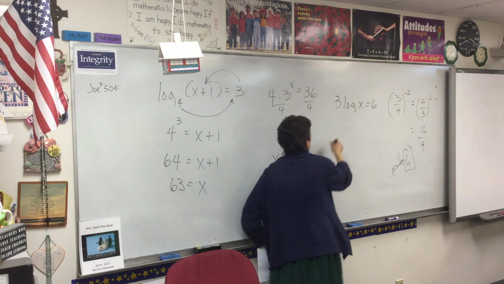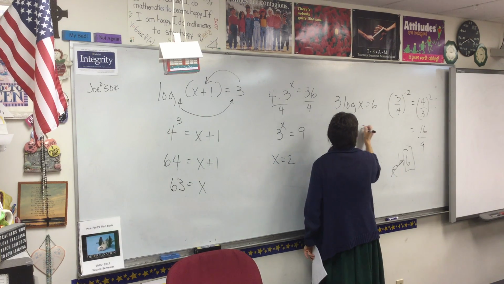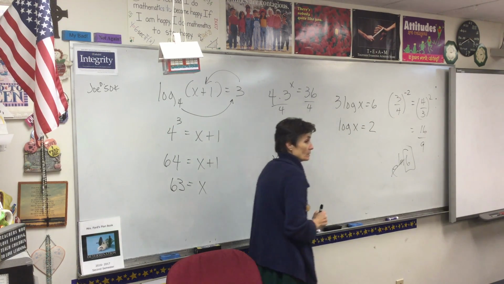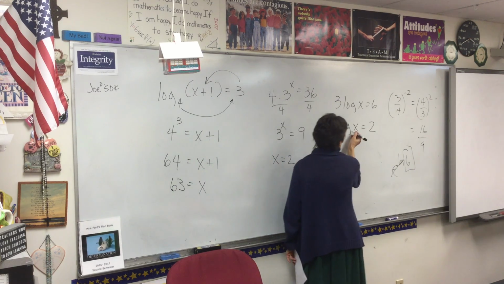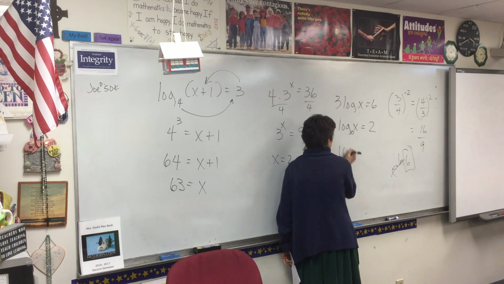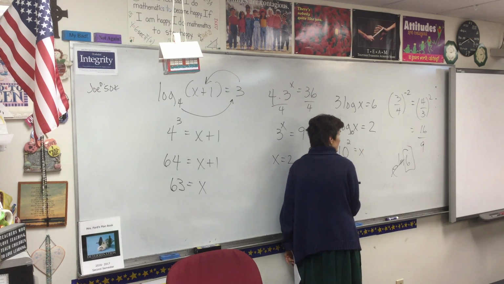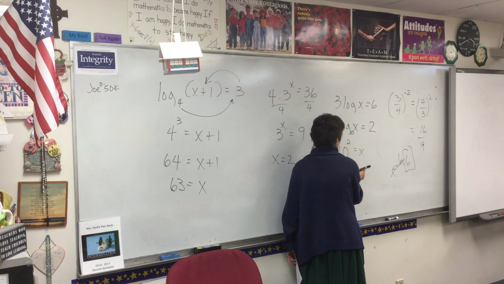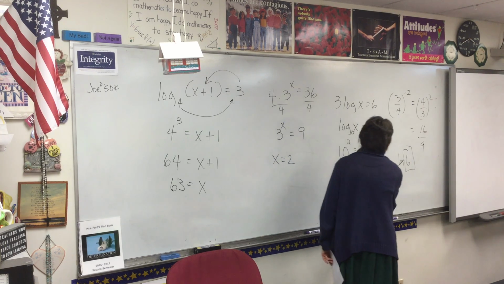Divide by 3, so the log of x equals 2. And then the other one is the 10. What's the base on here? 10. 10, let's loop-de-loo it, what's it say? 10 to the second equals x? Yep. Which is 100. x must be 100.